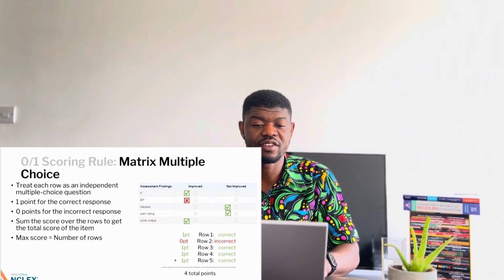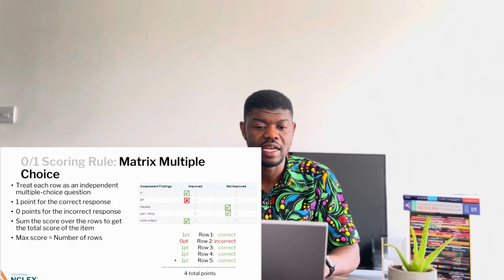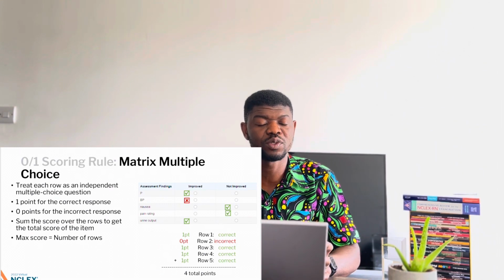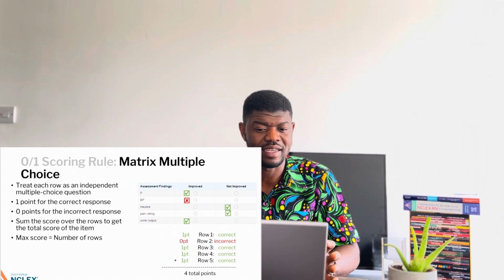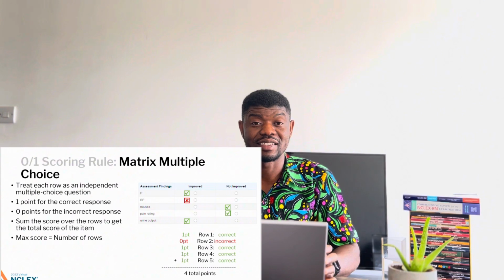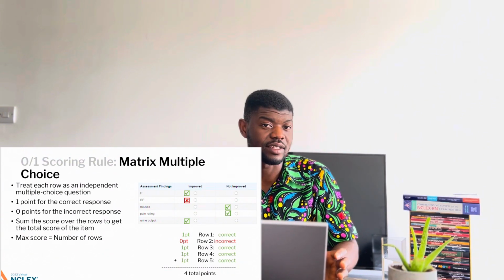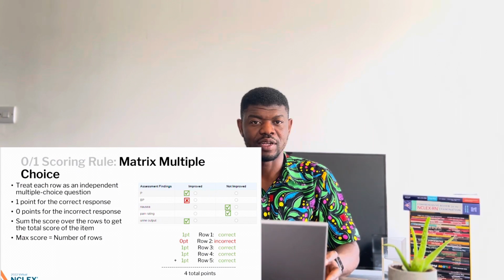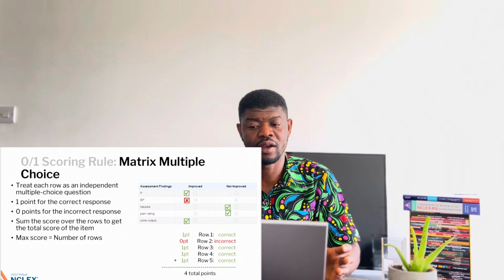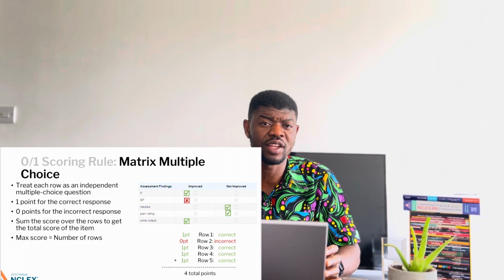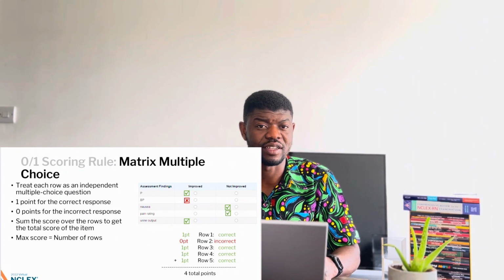Now we've got the matrix multiple choice. What we find in these is that there are multiple choices and there are multiple answers. So what you realize is that you treat each row as an independent question, and you are trying to choose the correct or the false answer. Usually you're looking for the correct answer. So each row is treated as a separate question.